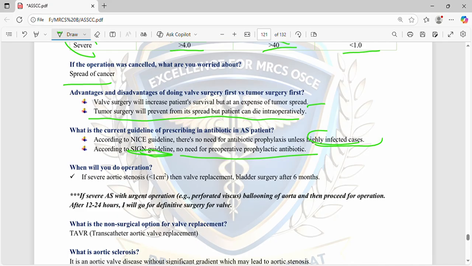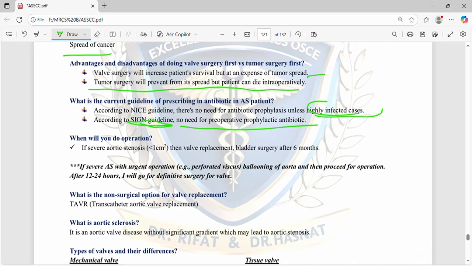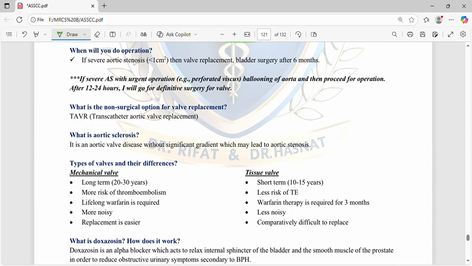What is the non-surgical operation for the valve replacement? So TAVI, or transcatheter aortic valve replacement. TAVR, transcatheter aortic valve replacement. So what is aortic sclerosis? It is an aortic valve disease without significant gradient, which may lead to aortic stenosis. So they can ask you what is the actual difference between aortic stenosis and aortic sclerosis. I leave this up to you. You find yourself the difference between aortic stenosis and aortic sclerosis.